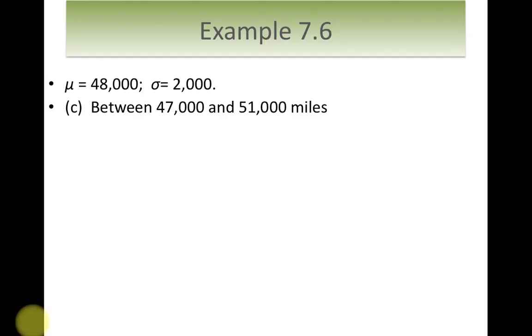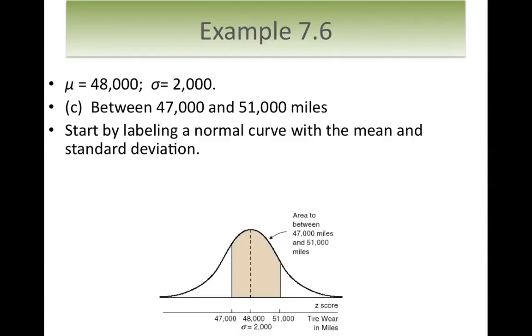The last part is to find the proportion of tires between 47,000 miles and 51,000 miles. This is basically the proportion of area between those two raw scores. So we make our bell curve again. 48,000 is in the center, so 47,000 is on the left side of that, and 51,000 is on the right side of that. The area in question is the area between those two numbers. This is the proportion of tires that have miles between 47,000 and 51,000.